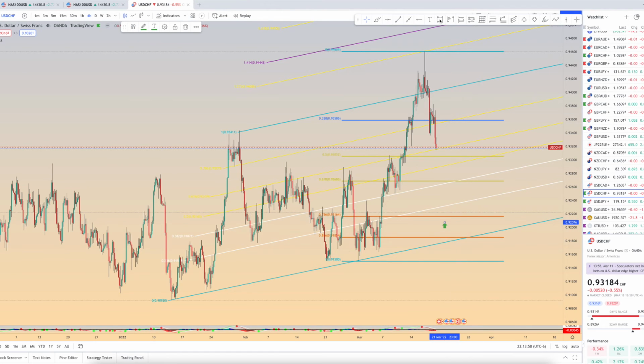And look at that, right? Already here, I can tell you that there's an imbalance to fill, right? Wicks haven't touched in that particular area. It's definitely going to be coming back to that zone. So very nice time to be looking for a buy.